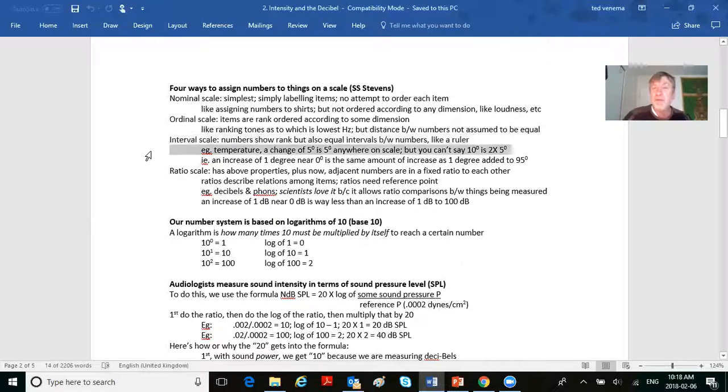For example, temperature. A change of 5 degrees is 5 degrees anywhere on the thermometer. But you can't say 10 degrees is two times as warm as 5 degrees. An increase of 1 degree near zero is the same amount of an increase as 1 degree added to 35 degrees or 95. Okay? The ratio scale here has all the above properties, plus now the numbers are in a fixed ratio to each other. They can describe relations among items. They need a reference point, and that reference point is 0 dB SPL. And what is that in pressure? 0.0002 dynes per centimeter squared.